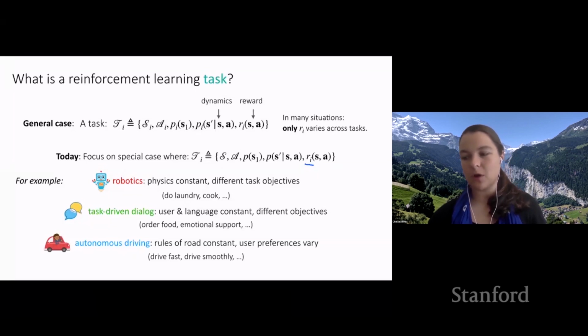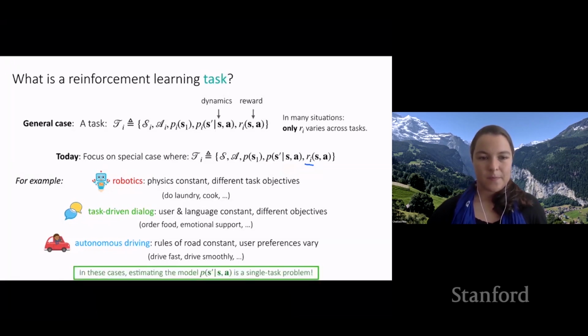In future lectures, we will also be considering scenarios where things like the dynamics may be changing over time. Now, one of the things that's nice about this special case is that estimating the model is just a single task problem. You just need to learn a single model of the world, because that's constant and only the reward is changing. So that means that we can readily apply several standard model-based single task learning methods to these multitask reinforcement learning cases.